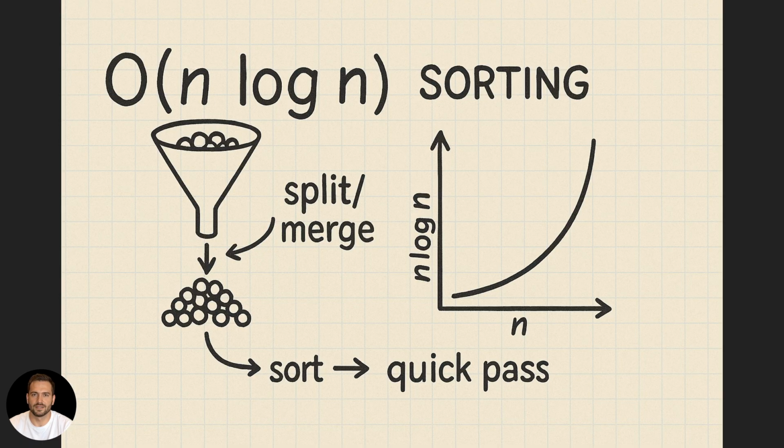4. O of n log n, sorting time. Think of a sorting funnel that breaks a pile into halves, sorts each half, then merges. Most efficient general-purpose sorts run in O of n log n. If your plan is sort, then do a quick pass, you're usually here. How to say it: Time O of n log n due to the sort. The post-sort scan is linear.